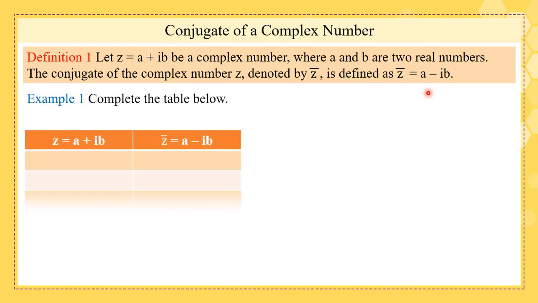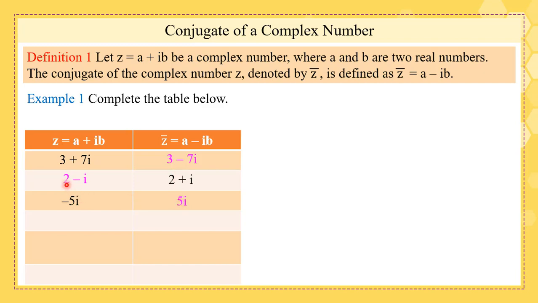Complete the table below. This is z and this is z bar. Well, if z is 3 plus 7i, what would be z bar? It will be simply 3 minus 7i, applying the definition. Well, if z bar is 2 plus i, what do you think z is? It will be 2 minus i. And if z is minus 5i, what would be z bar? It will be 5i.